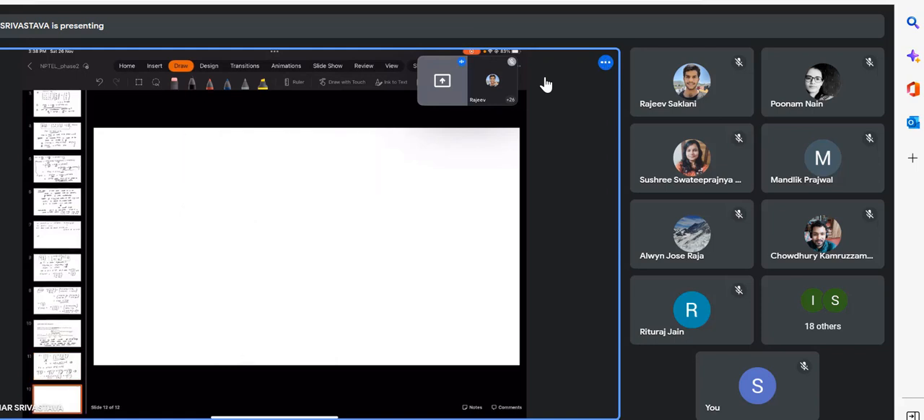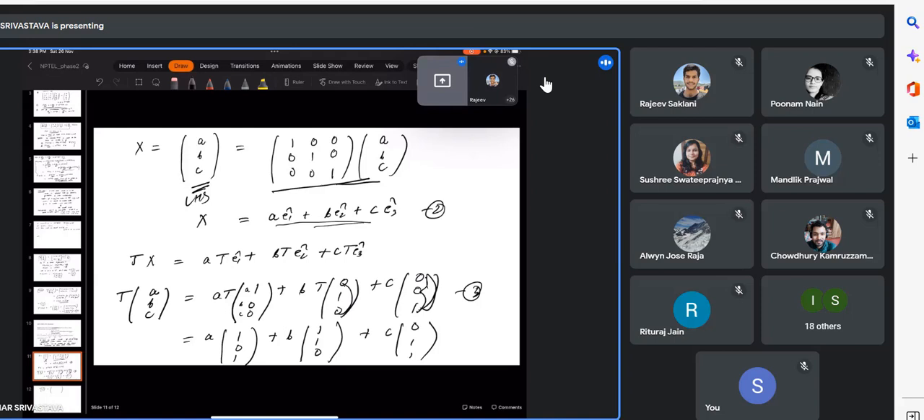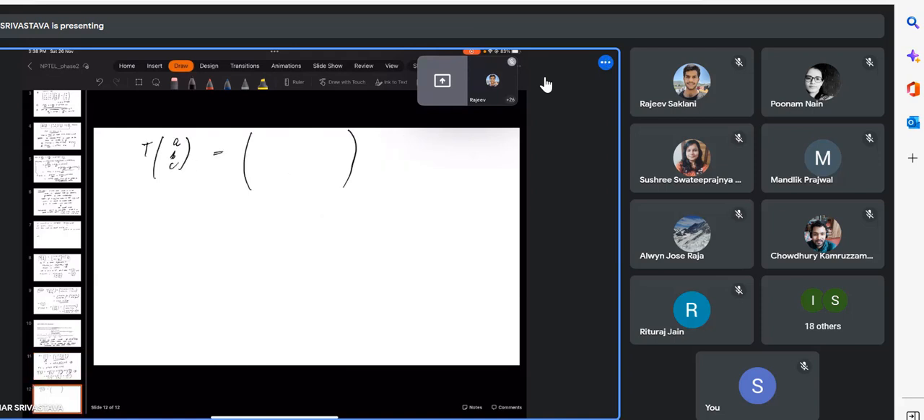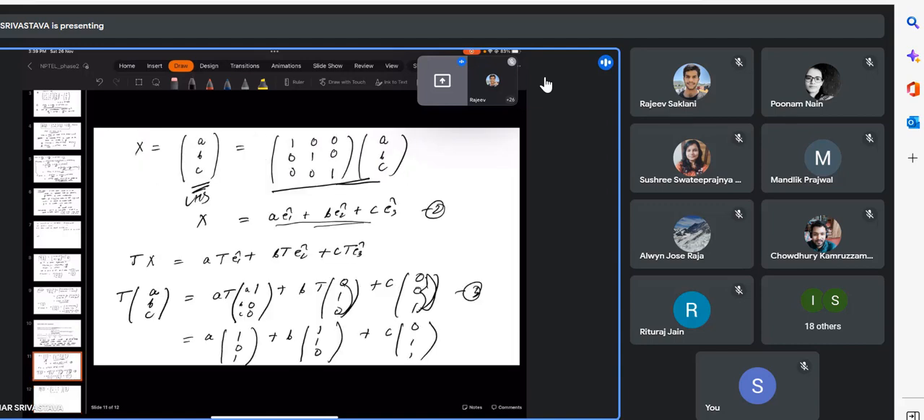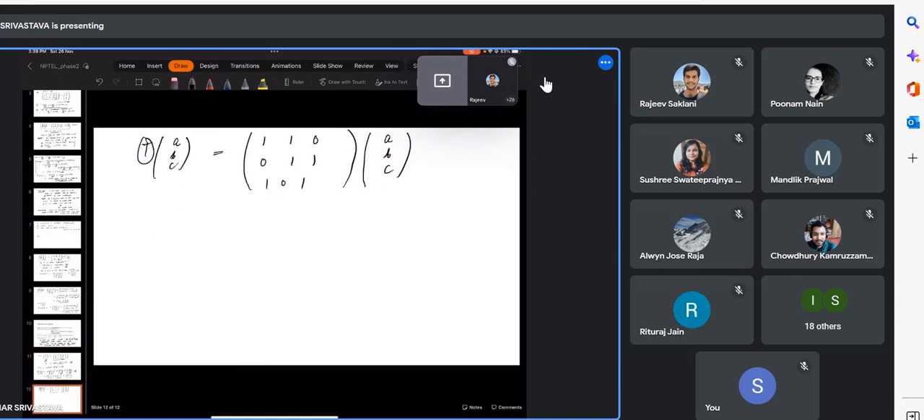And when we combine this, you can write this in this form: the matrix (1, 1, 0; 0, 1, 1; 1, 0, 1) times (A, B, C). So your transformation matrix is nothing but this: 1, 1, 0, 0, 1, 1, 1, 0, 1.